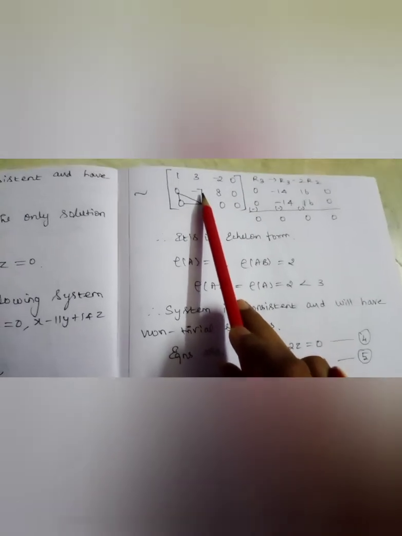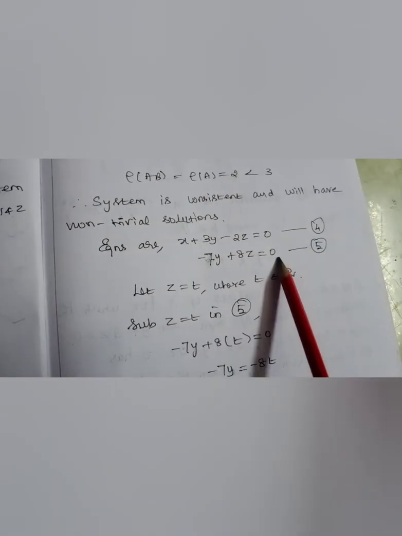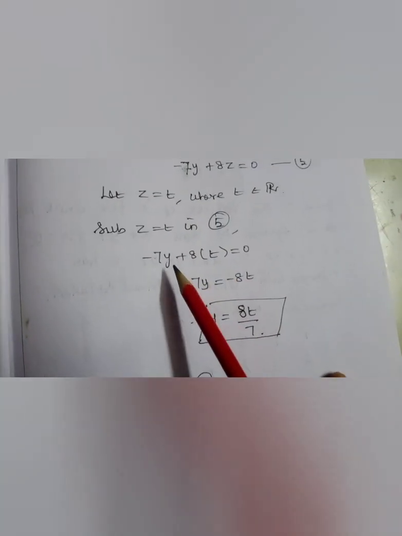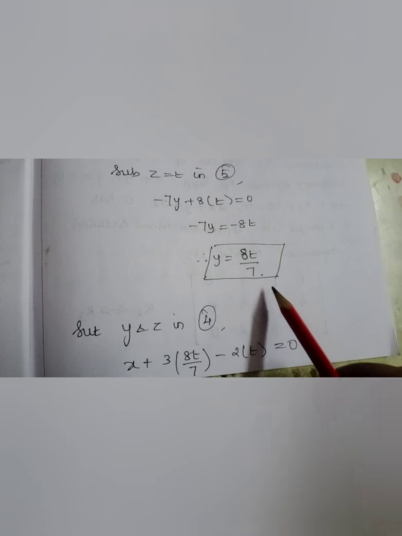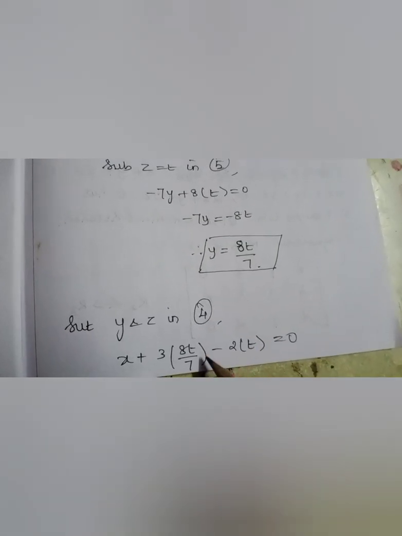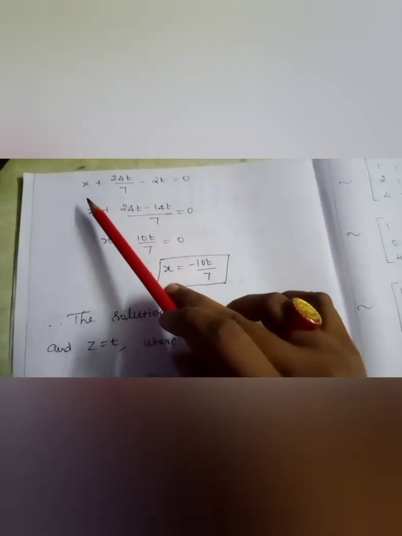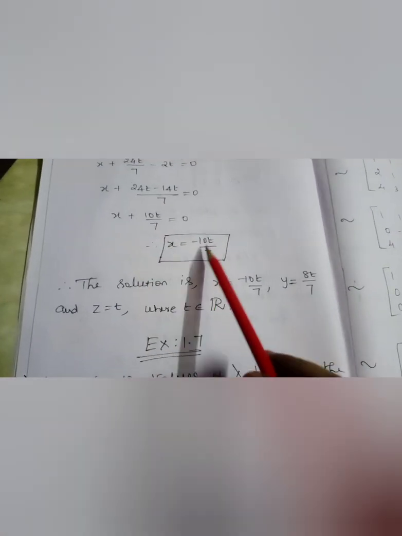See, x plus 3y minus 2z is equal to 0, minus 7y plus 8z is equal to 0, and we will assume z to be t, where t belongs to real numbers. So substituting z is equal to t in the second equation, minus 7y plus 8t is equal to 0, so y gets the value. After getting y and z, we will substitute in the first equation. After multiplying 3 inside, I can take the LCM. While taking LCM, I am getting x plus 24t by 7 minus 2t equal to 0. So x becomes minus 10t by 7.